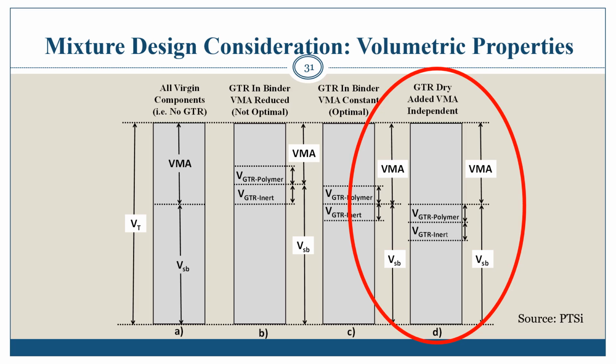If inert components are considered as part of VMA, effective binder may be reduced by the volume of the inert components, leading to less than optimal effective binder content. And that's easy to understand.